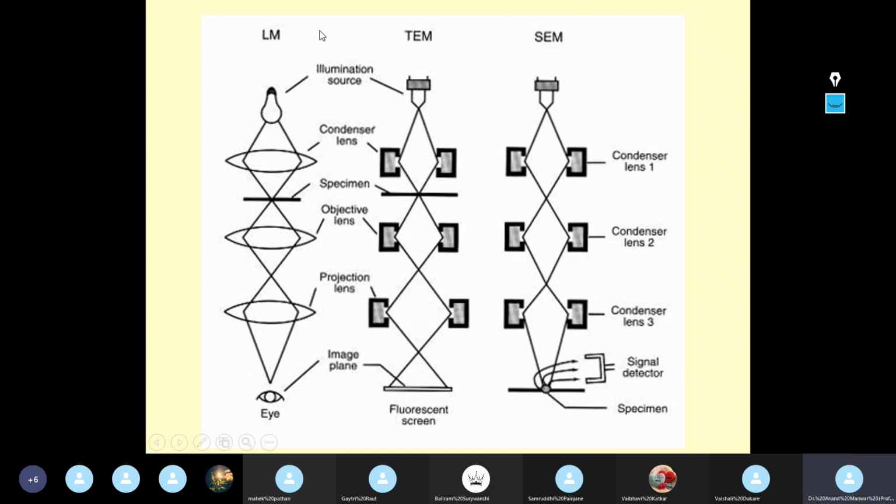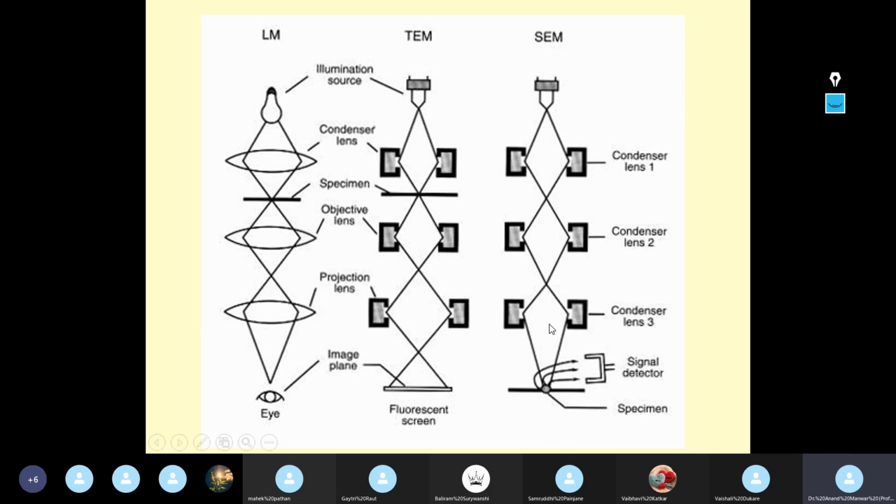So there is great similarity between the construction of the light microscope and the transmission electron microscope, but it has a different setup in the case of the scanning electron microscope. In the scanning electron microscope, objective and projector lenses are not there. Only condenser lenses are there. Of course, they are magnetic condenser lenses, two or three of them.